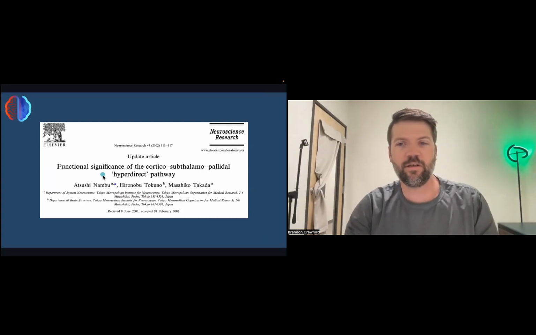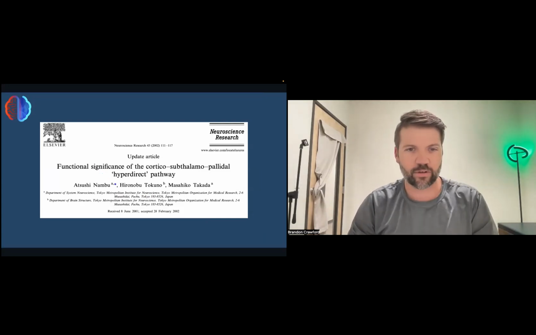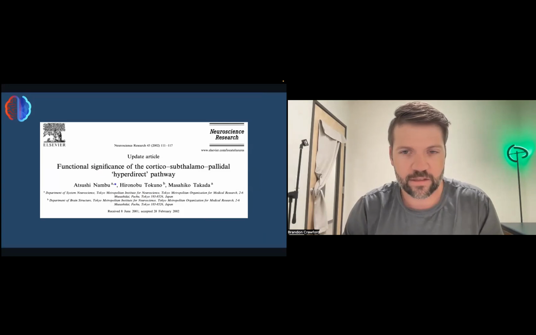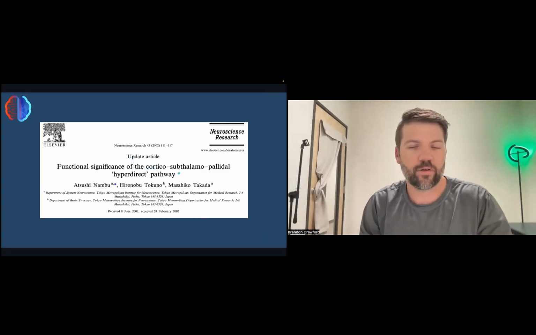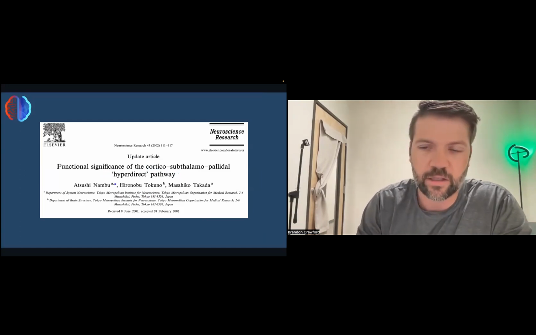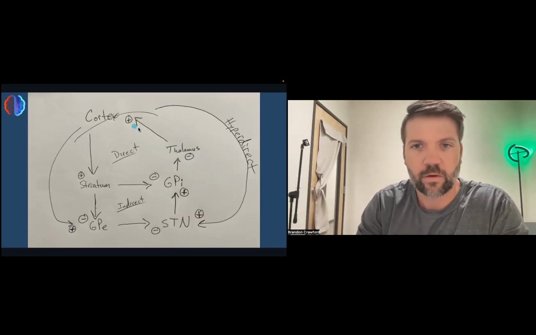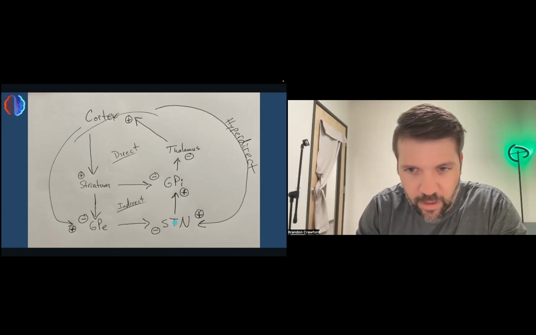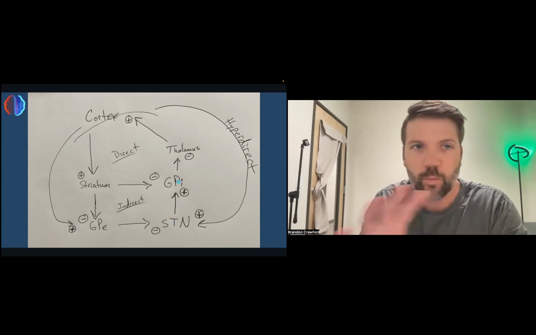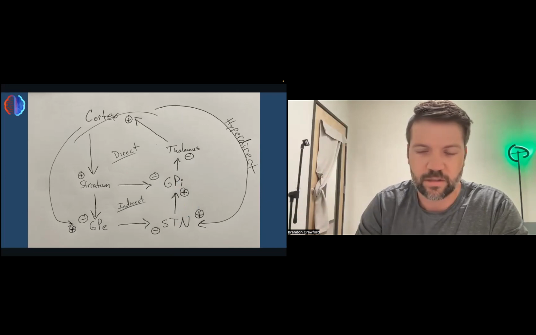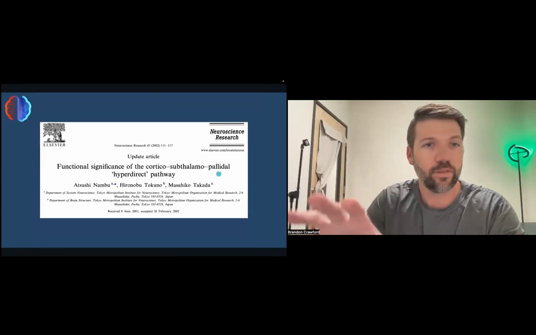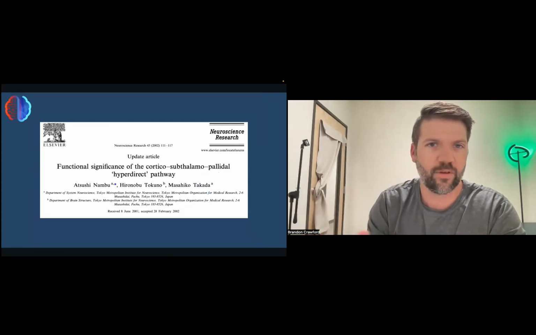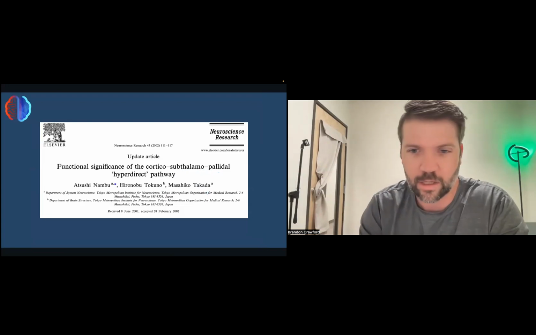Okay, so let's talk a little bit more about this hyperdirect pathway, right? And so when you start to see these things, cortical, subthalamo, pallidal, hyperdirect pathway, don't freak out. Go back to the drawing. Cortical, subthalamic, pallidal, no big deal. Just remember your drawing. They're just trying to confuse you with fancy words. The cool thing here is that now that you know the drawing, you can say these things too, and people think you're making stuff up, and maybe you are, but you sound really smart.